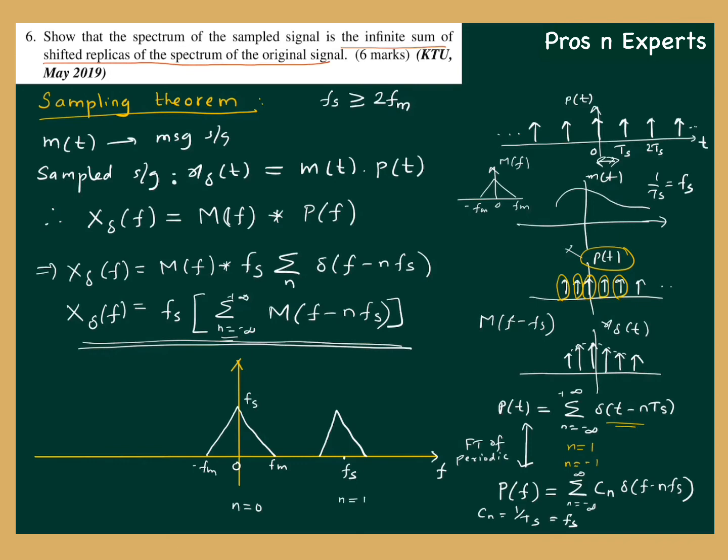What is for n equal to 2? N equal to 2 means fs sigma M of f minus 2fs. So the original spectrum is shifted 2 units. Here it is 2fs. And similarly for n equal to minus 1, we will get negative values also, minus fs, minus 2fs, and this continues to infinity. So this is the spectrum of the sampled signal. That's what the question says: show that the spectrum of the sampled signal is the infinite sum of shifted replicas. So that's the end of the answer.